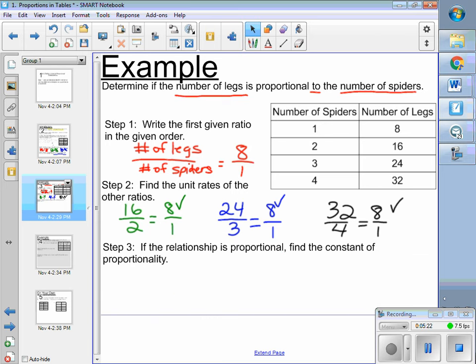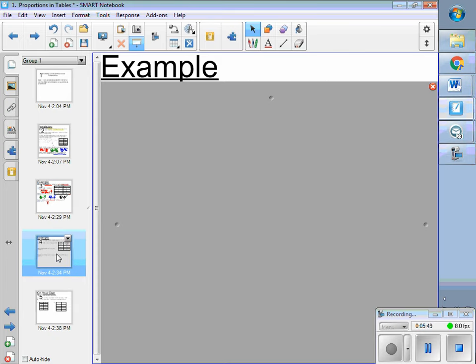So then, if the relationship is proportional, find the constant of proportionality. These all simplified to be equal to my given ratio of 8 to 1. So the answer is proportional, and my constant of proportionality is going to be the 8. It's 8 over 1, so it's my numerator in this case.